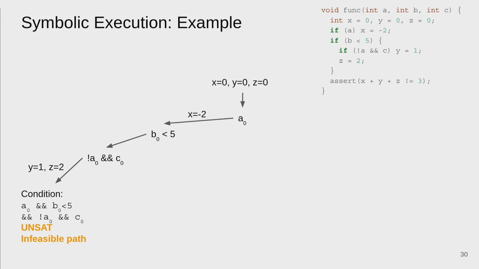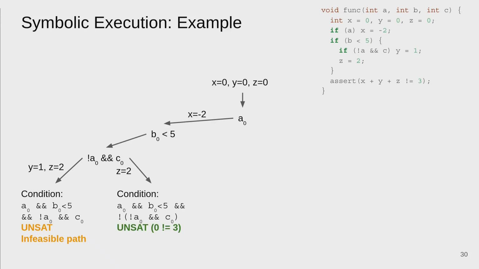But the SAT solver will tell us this is an infeasible path. Why is it infeasible? Because along this path, we've collected the constraints at the bottom. We have a0 is true, and b is smaller than 5, and not a and c0. And if in a logical formula we have both a and not a, we know that the whole formula is not satisfiable, so this is unsat. This path can never be executed, so there's no valid input that will execute this path. We're good. One path handled, a couple more paths to go.